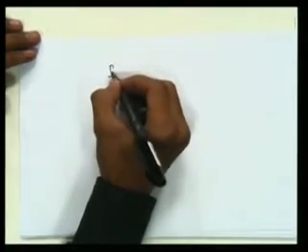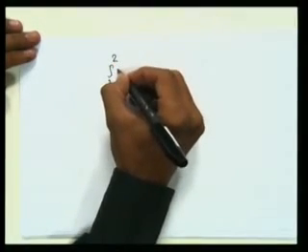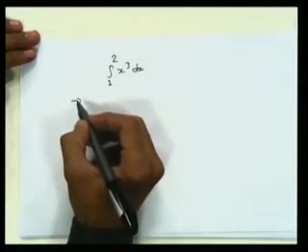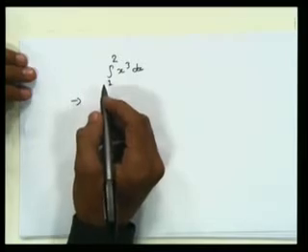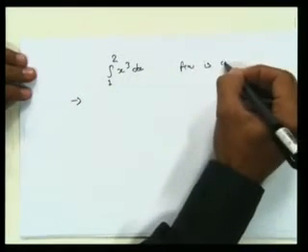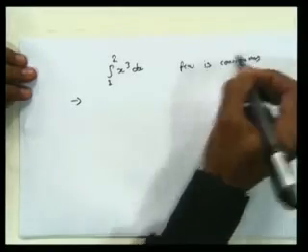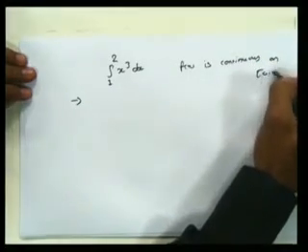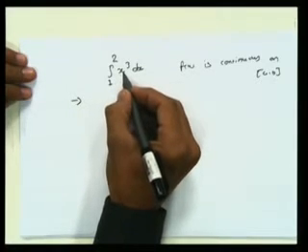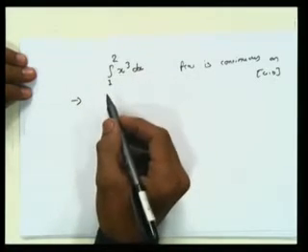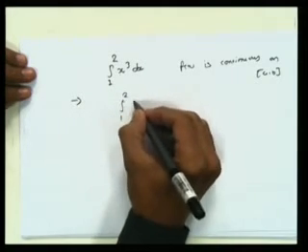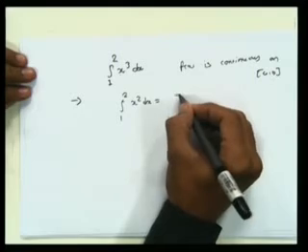Suppose we have an integration from 1 to 2 of x cube dx. To apply the fundamental theorem, one necessary condition is that f of x is continuous on the closed interval [a, b]. Here the function f of x is equal to x cube, which is continuous in the interval 1 to 2. So we can apply the fundamental theorem and get the answer of this integration by this formula.